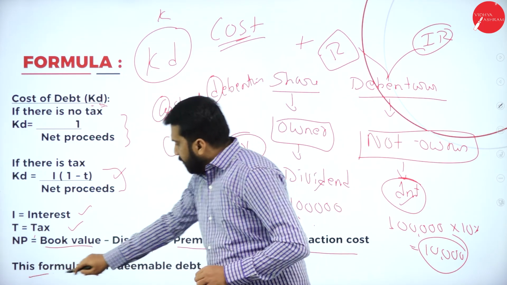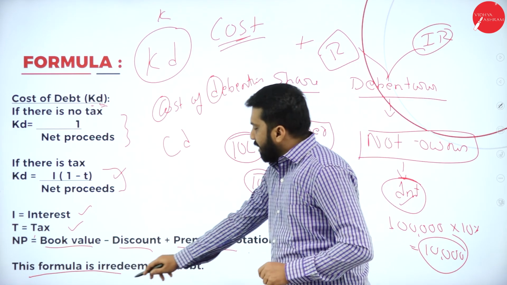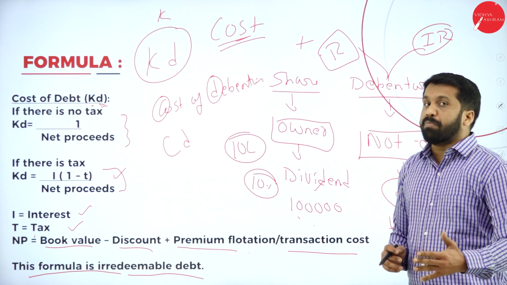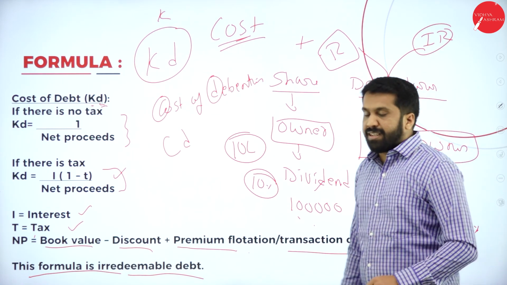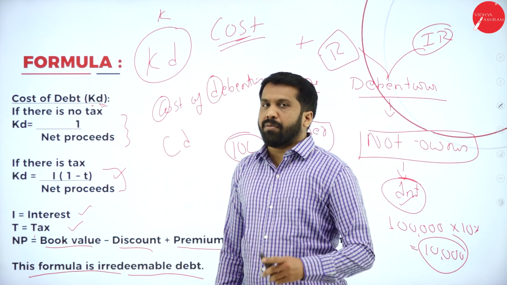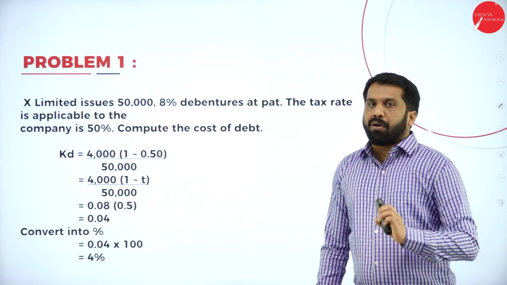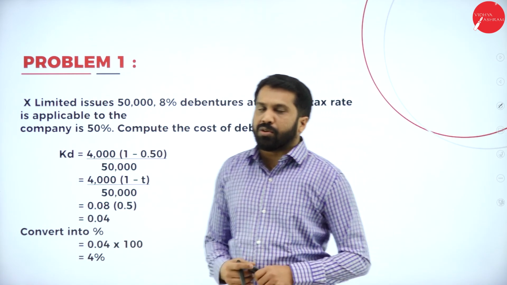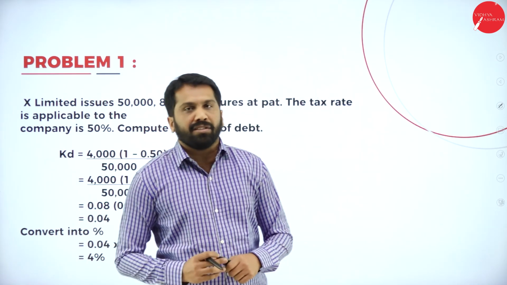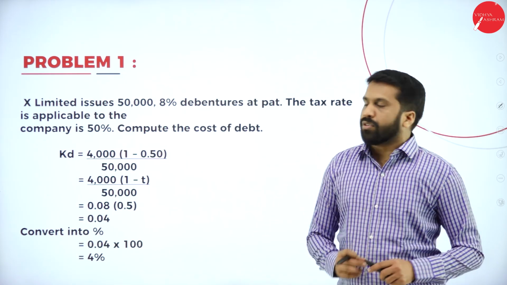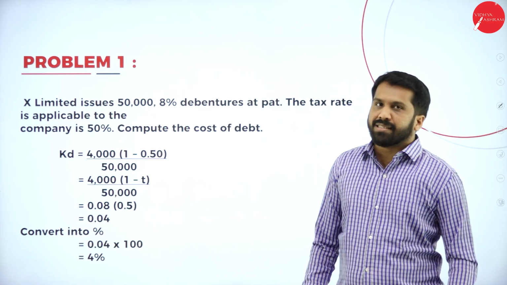Now, this formula is for irredeemable debt. So whatever we have discussed now is non-repayable, or else we can call it irredeemable debt. Now, I'll come back to your answer. We'll work out 3 problems on debenture. Hope you understood what your formula is, what a debenture is, and what irredeemable is. Everything you have understood. Now we'll go for the answers directly.